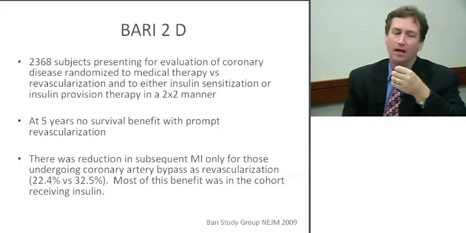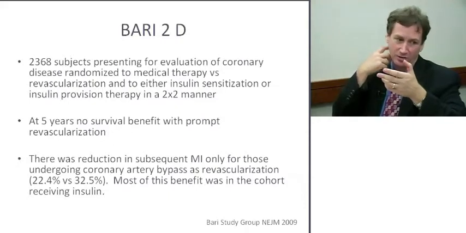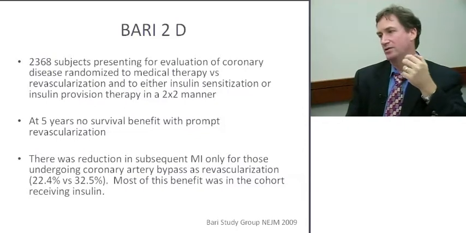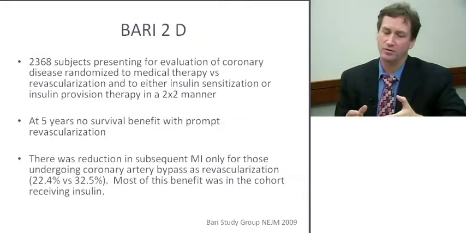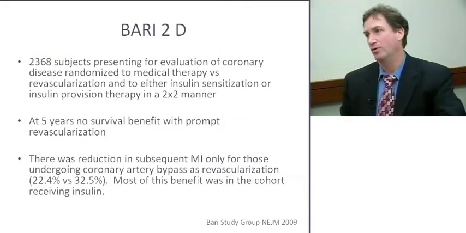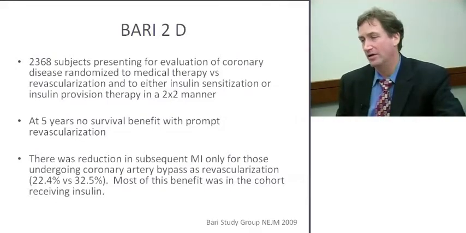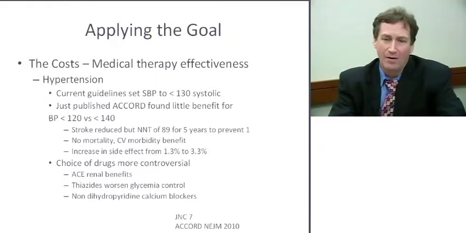There was a reduction in MI only in those who underwent bypass surgery. And most of the benefit was in those receiving insulin and not those on oral therapy still. And I think it just shows probably most of the benefit was in those with the most advanced disease, both diabetic-wise and cardiovascular-wise, for that reason. So how is it that I apply the goals?